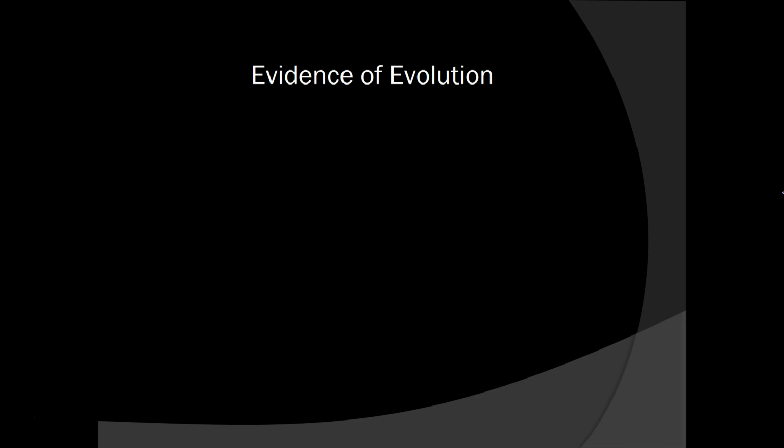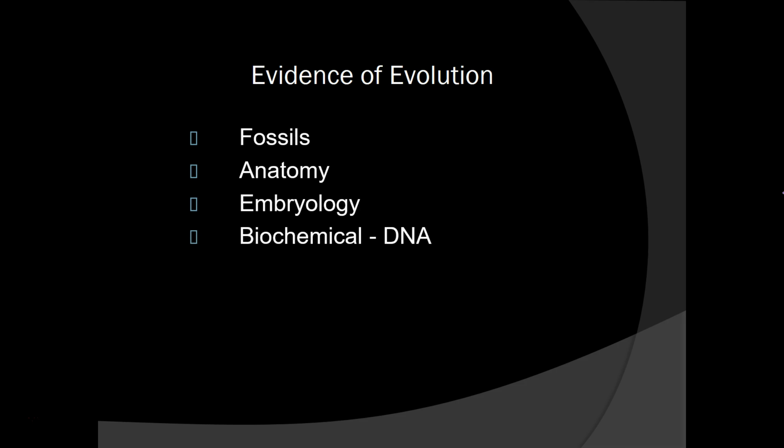There's actually 4 categories of evidence that we're going to go over that support the theory of evolution. The first category is fossil evidence. Next we have anatomy. Anytime you hear the word anatomy, that means that we're going to study structures of the body. So there are structures of the body that we're going to use that support the theory of evolution. We have embryology. And lastly, we have biochemical or DNA evidence.